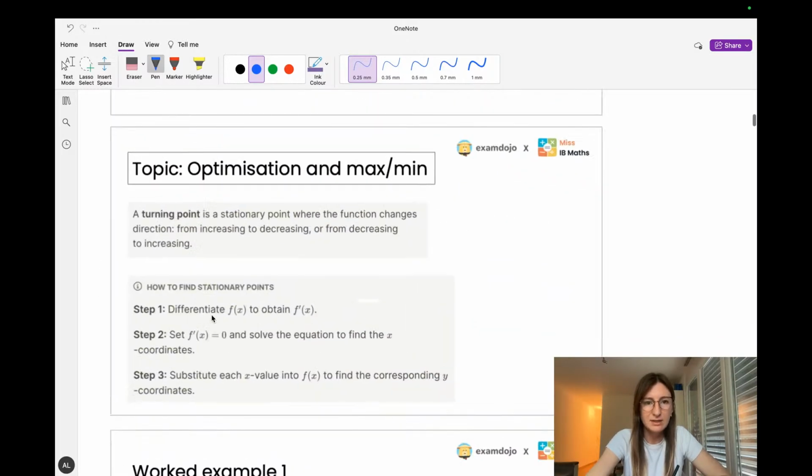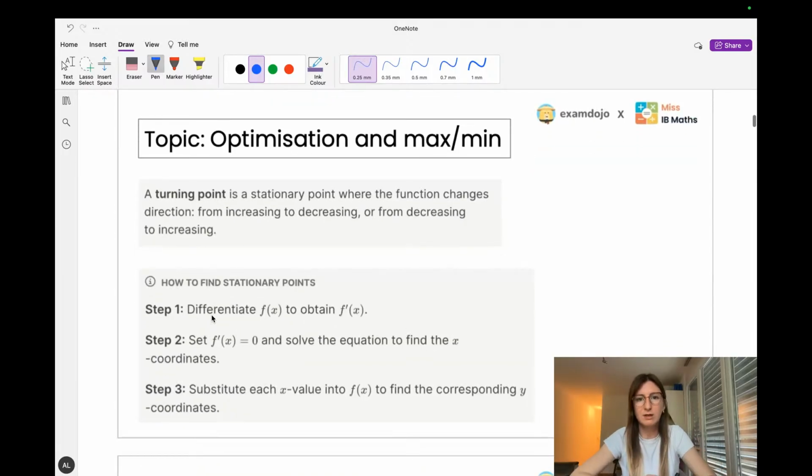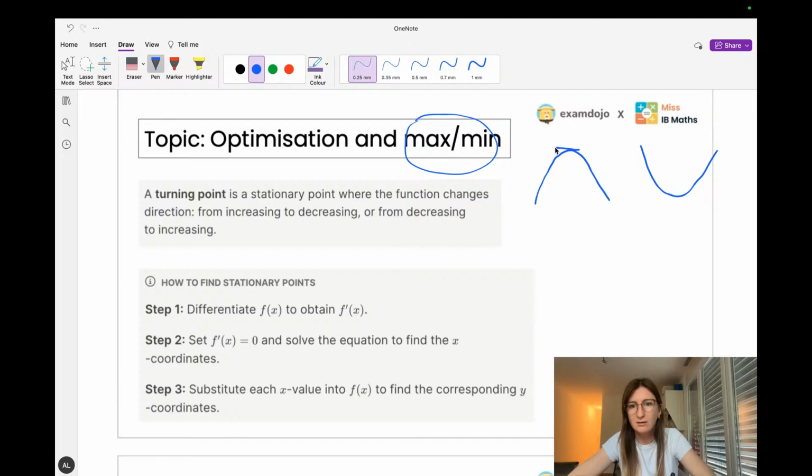Okay, so let's get into some of our, we're going to start with max and min first, and then we'll go to optimization. So just to define a couple of things, we have all sorts of names. We have turning points. So turning points look like this or like this. And it's where the function changes the gradient or the direction. So here we have a gradient of 0. It's just a straight line, gradient of 0. And we're changing from increasing, positive, to negative, decreasing. And here from decreasing to increasing.